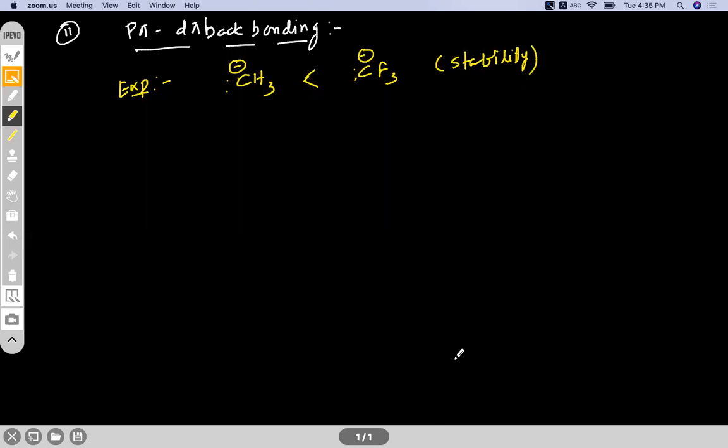Stability order is this: CH3 minus and CF3 minus. It's CH3 minus carbanion, it is, Prabhu. CH3 plus does not exist. CH3 minus is an intermediate carbanion possible.